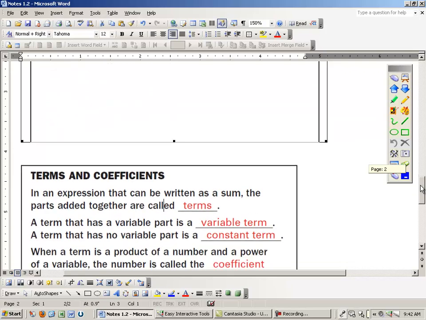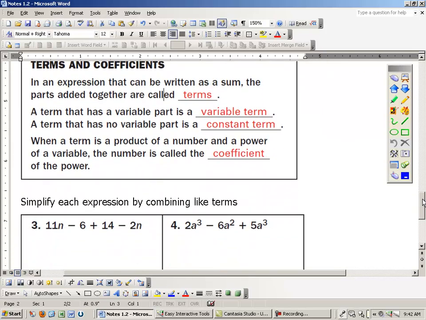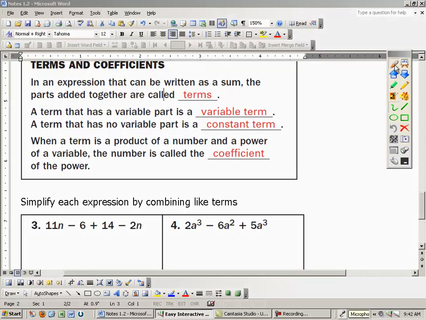Okay, so let's take a look then at terms and coefficients and this idea of simplifying expressions. First of all, an expression can be written as the sum. Again, we want to use sums here, we don't want to use subtractions. The parts added together are called the terms. A term that has a variable part is called a variable term. A term that has no variable part is called a constant term.